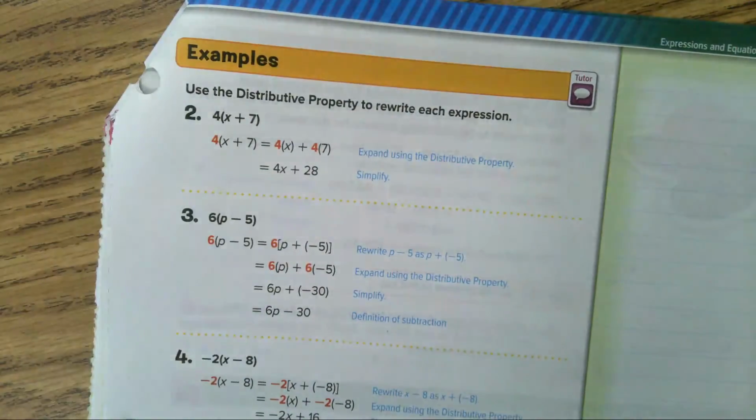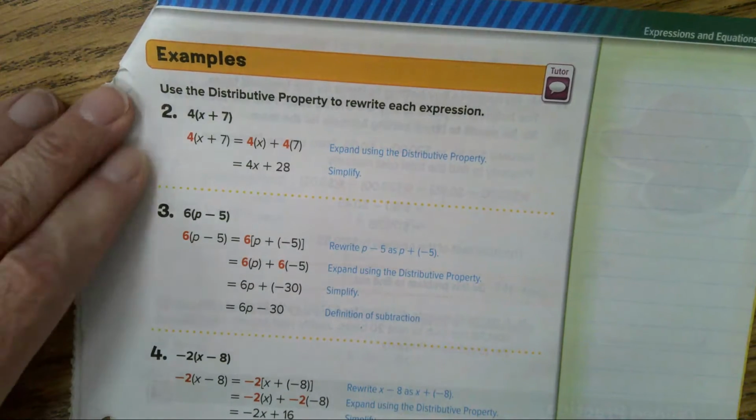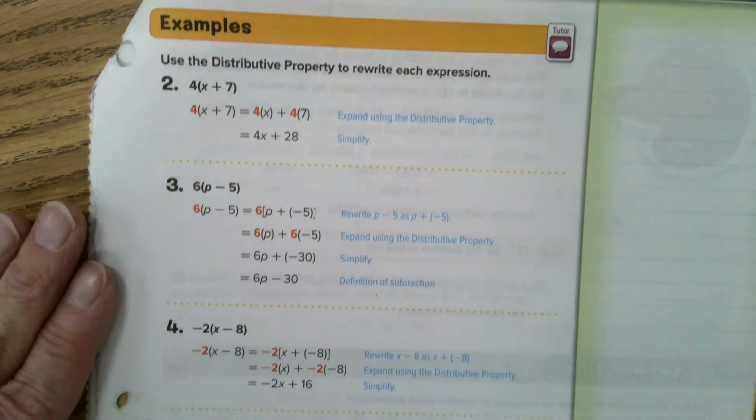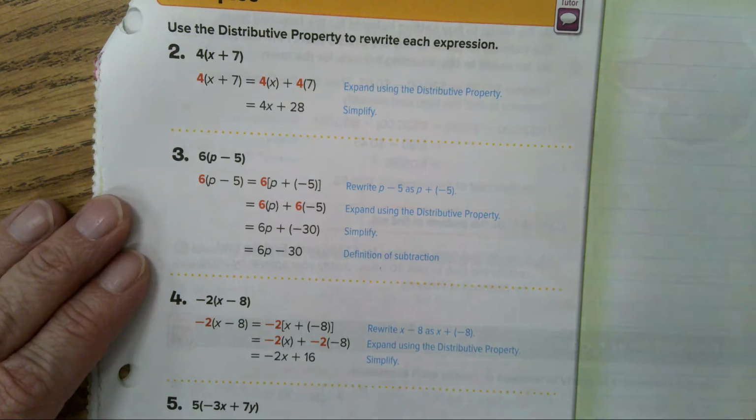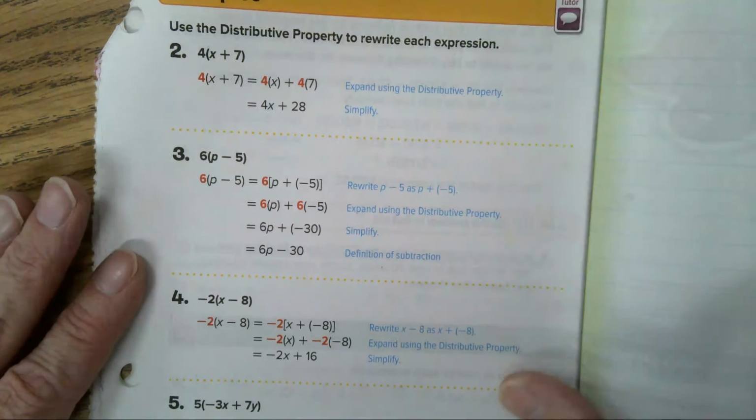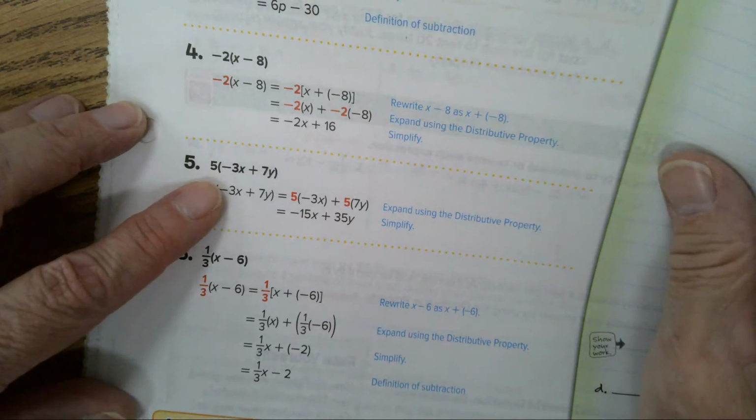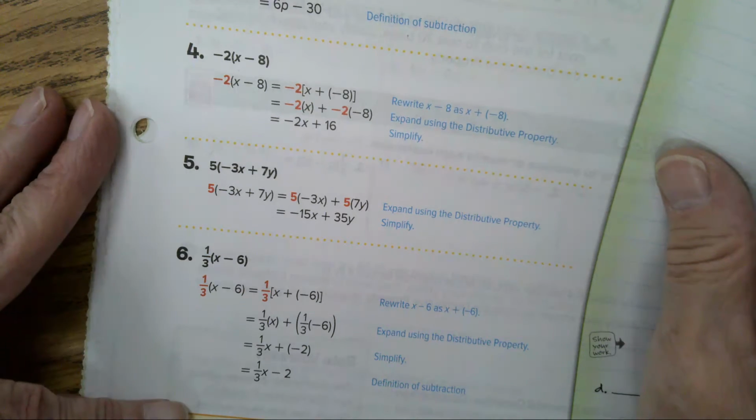Use the distributive property to rewrite each expression. This is when we really have to start using it. We're going to have negatives. Down here we have double variables. See how we're going to work our way up to example 6?